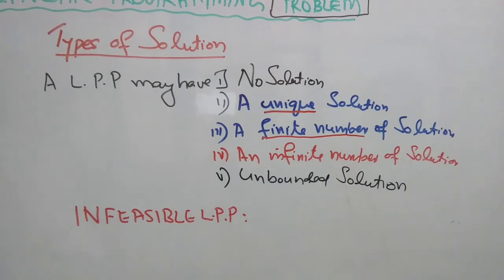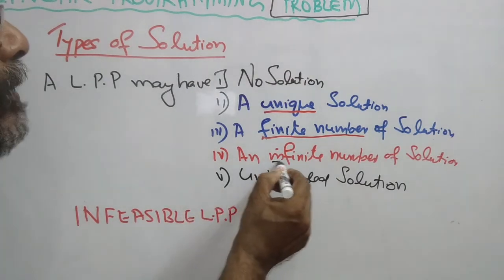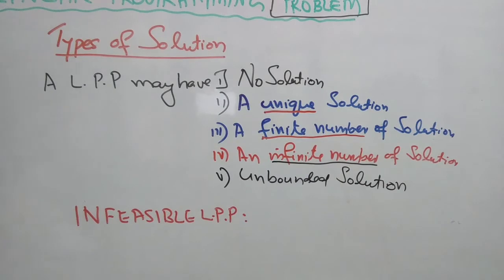We have different solutions. In some other cases, a problem has an infinite number of solutions providing the same value. And the last one is the unbounded solution. This infinite number of solutions and unbounded solutions are different. What is meant by an unbounded solution?